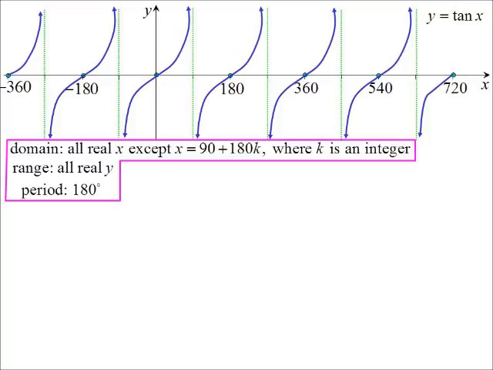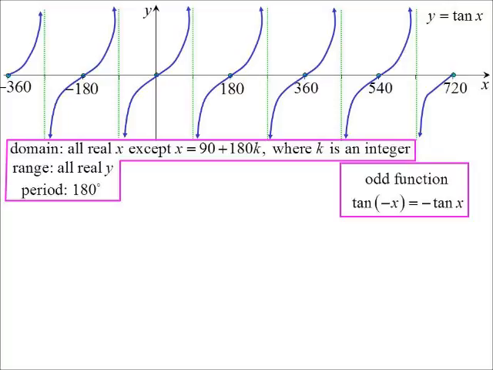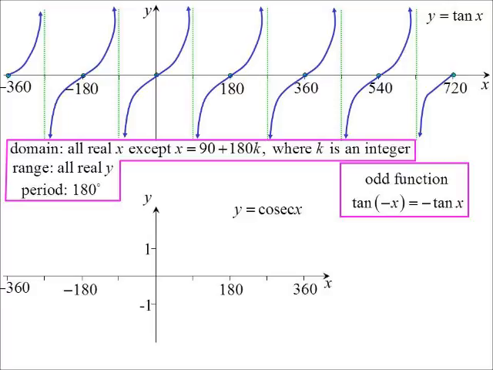Range is easier because it's just all real y. There are no breaks. Vertically, it's 180. Yeah, it's only 180 for a tan curve. So period 180, it is an odd function, so therefore tan negative x is equal to the negative tan of x.